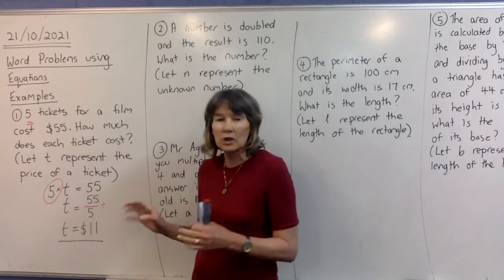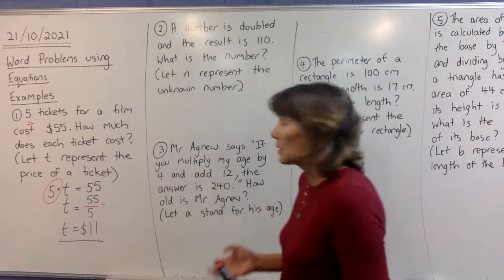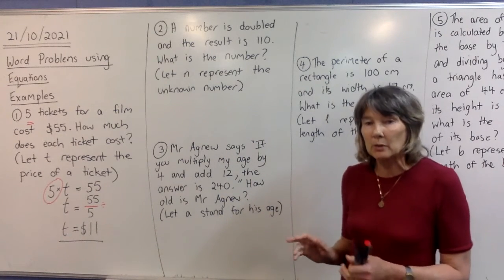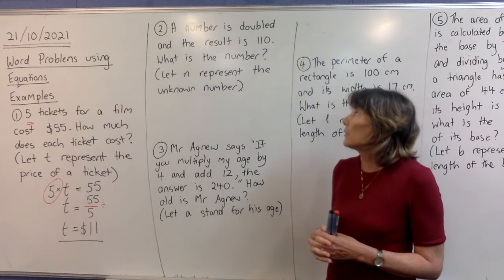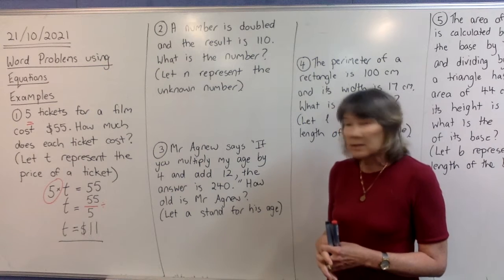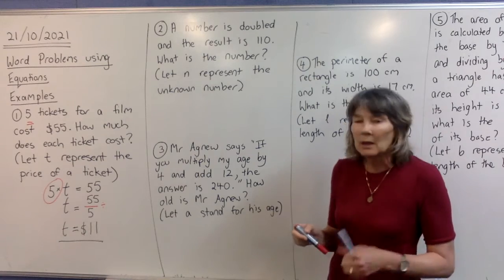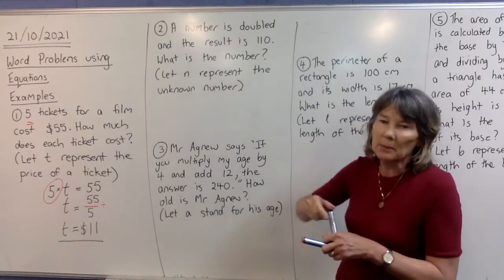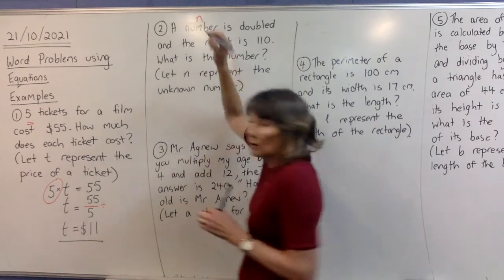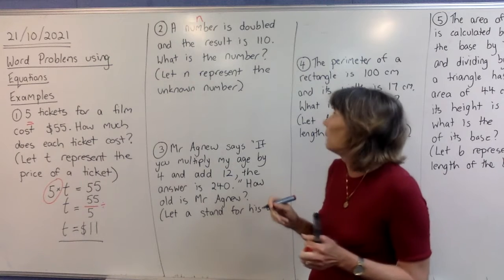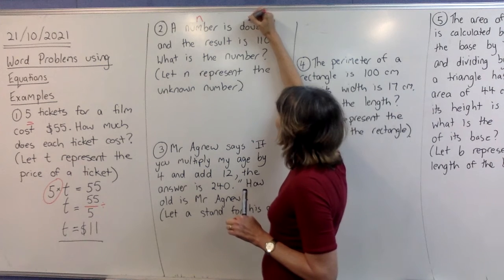Okay, so that question just involved a short equation with one step in it to solve the equation. Sometimes they're going to get harder than that, but we're starting with the easier ones. So in this next one, in number 2, it says a number is doubled and the result is 110. What is the number? Now they've told you to let n represent that number. So let's go back up to the actual sentence at the beginning. So instead of saying a number, let's write with our red pen n, because they told us to let n represent the number. So we've got n is doubled. Now doubled means times by 2.